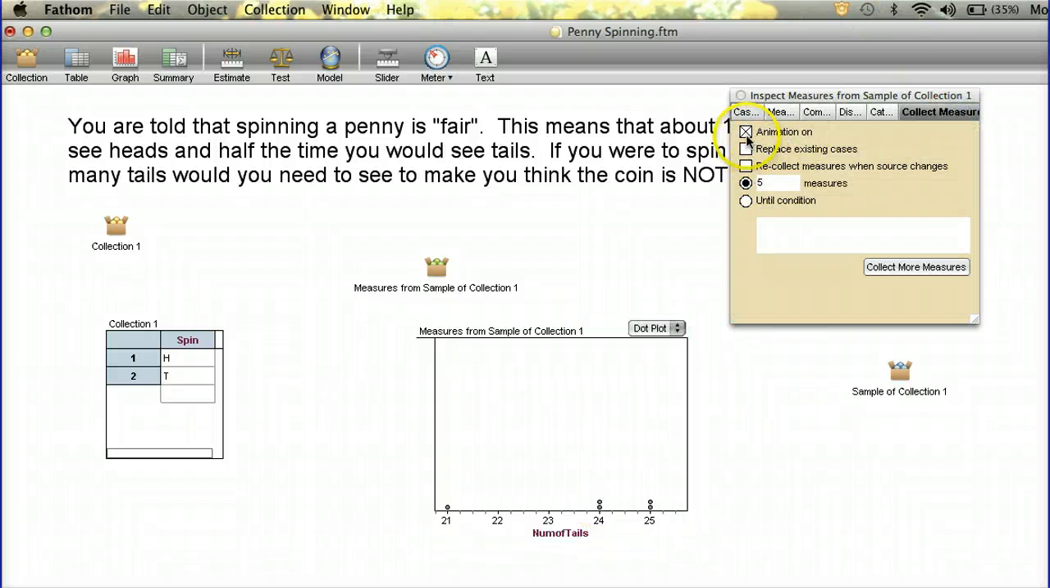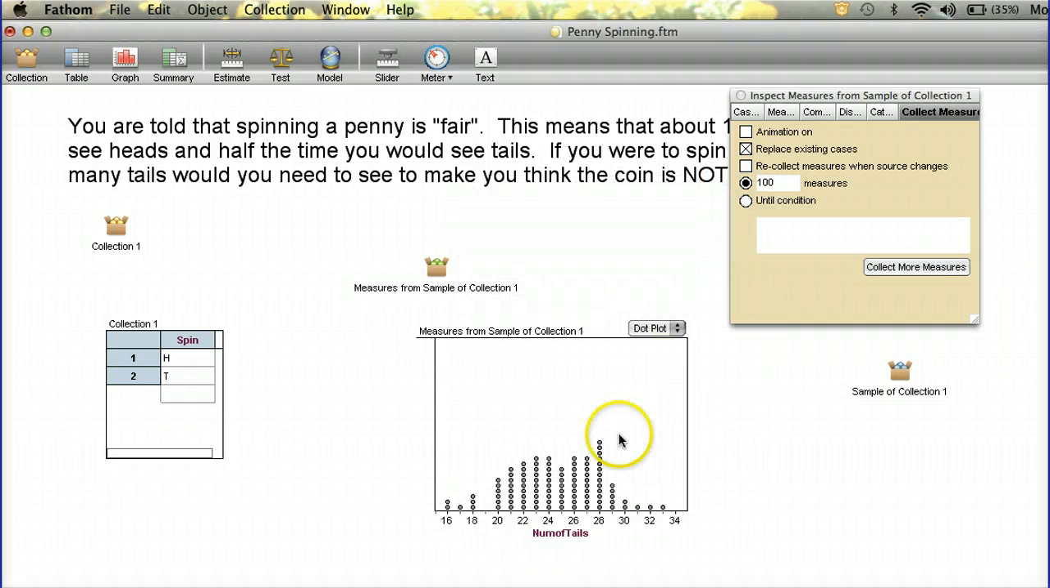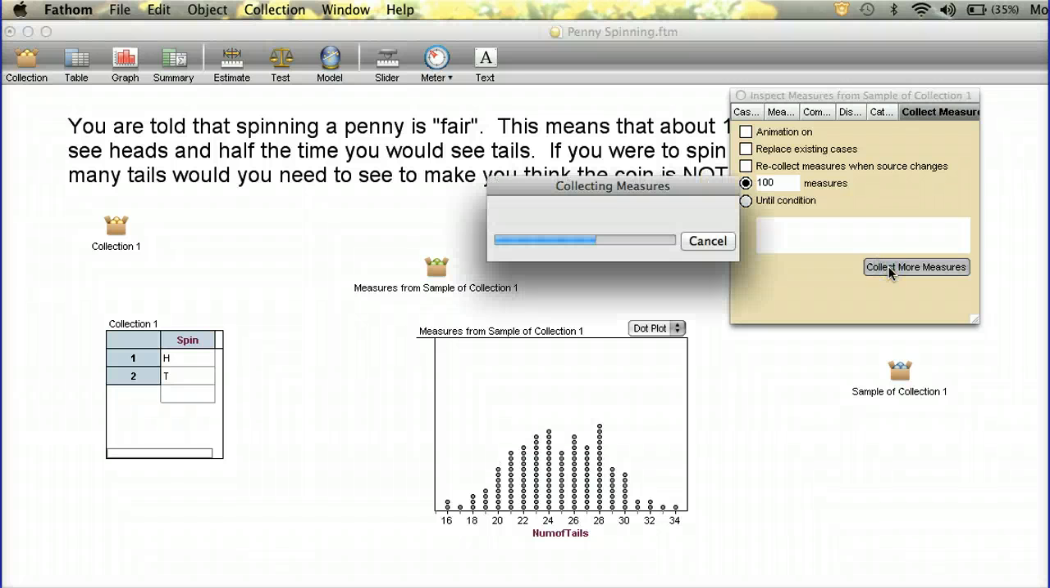We'll now collect 100 measures. And when I do that, I can start to see a pattern developing. Obviously 25 is what we'd expect to see in the long run on average if the coin is fair. So to see these numbers on either side of 25 isn't that unusual. Let's collect some more measures.